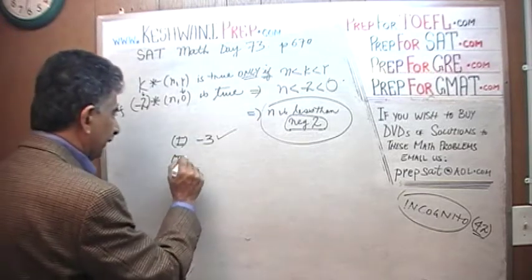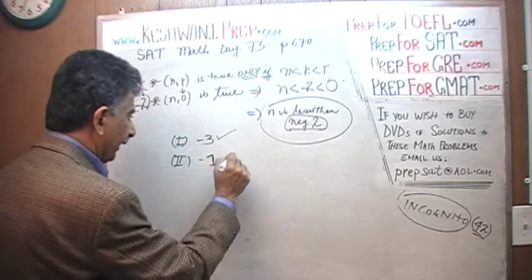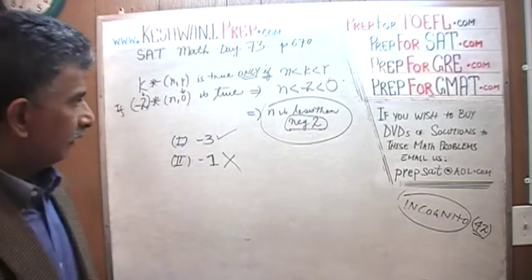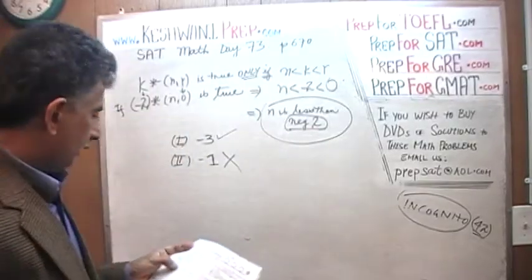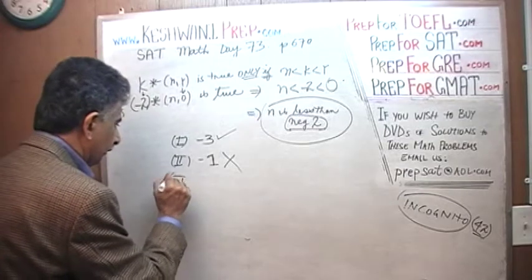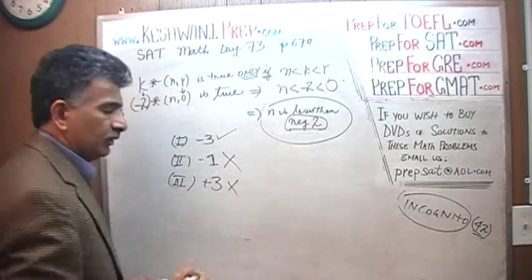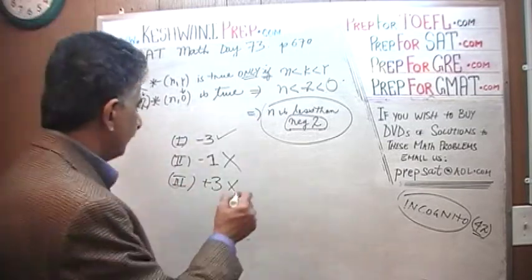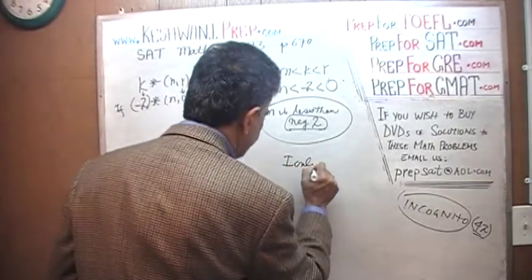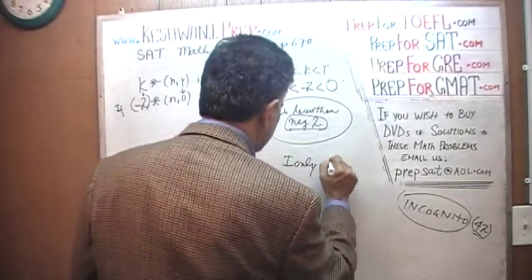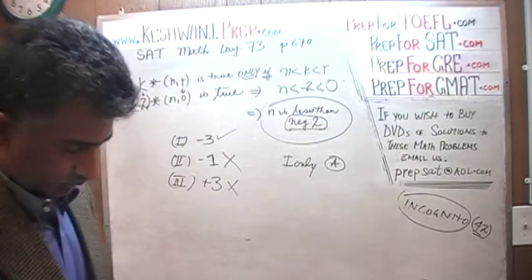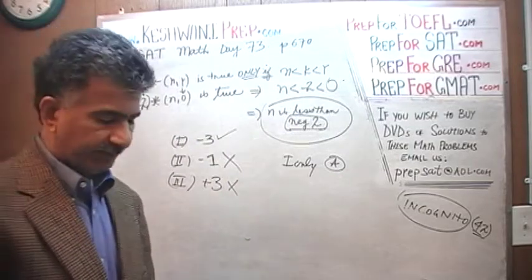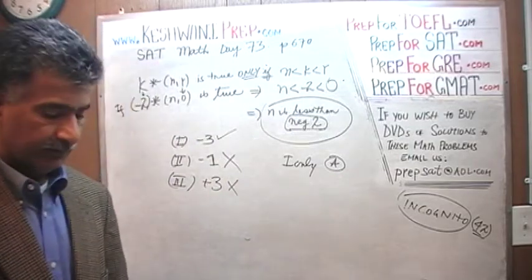Can n be negative 1? The answer is no. It cannot be negative 1 because it has to be less than negative 2. Can it be positive 3? Well, obviously not. The answer is 1 only, which is A. This was a weird question, wasn't it? That's it. The answer is A.